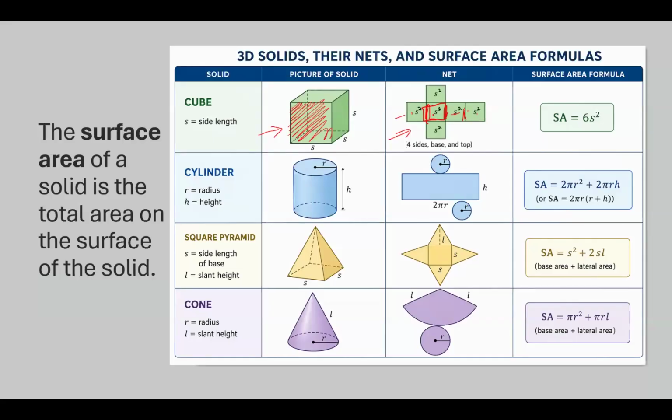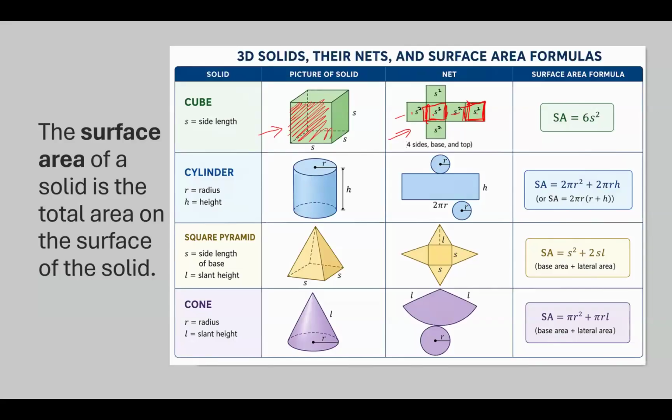The area of each one of these squares would be s squared, because in a cube, all of the lengths are equal. So the area of this square is s times s, which is s squared. And because there are 6 of them for 6 sides, the surface area would be a total of 6 times s squared. Well, that was the easy one, so I went over the detail of it.